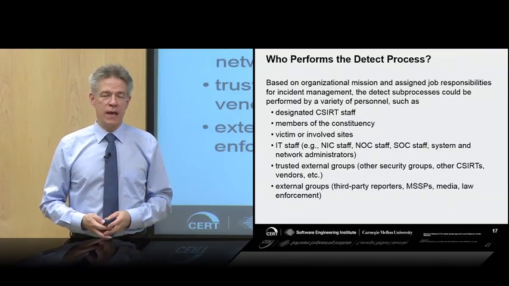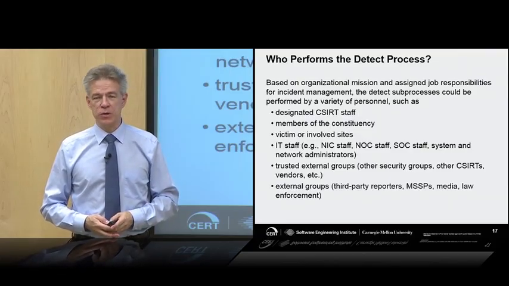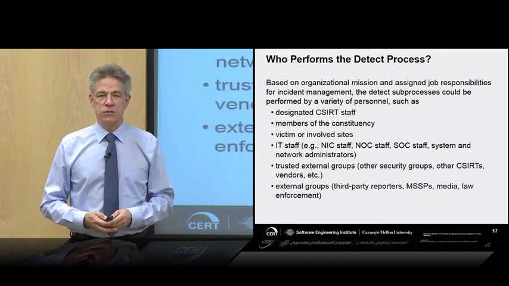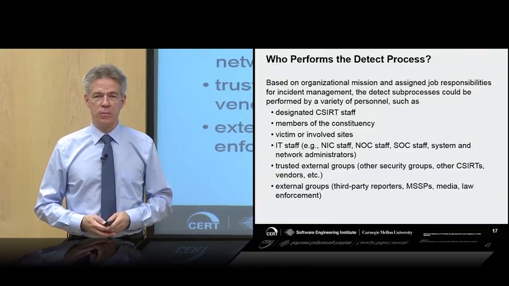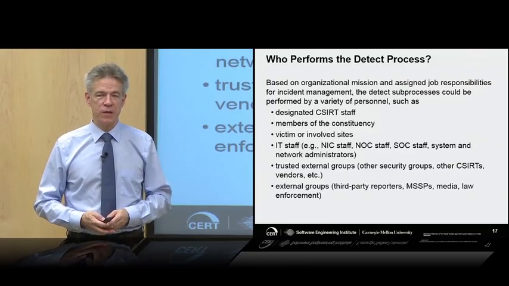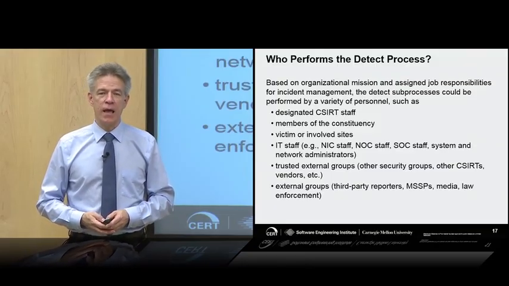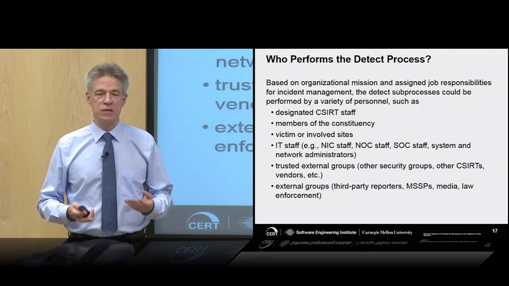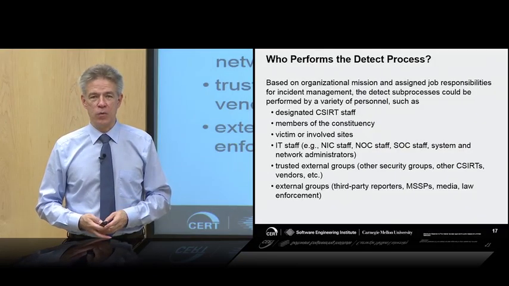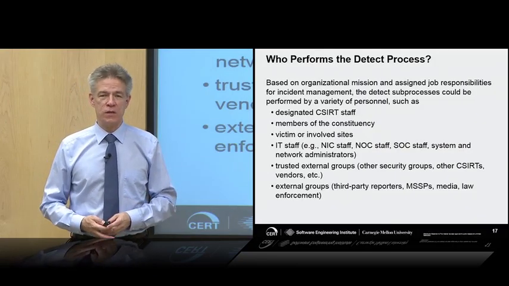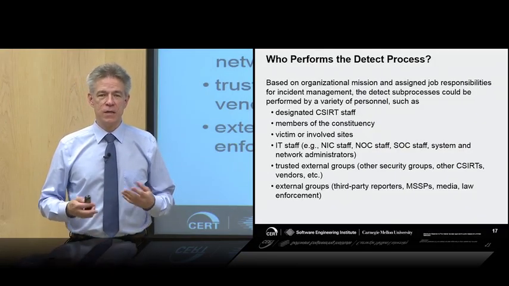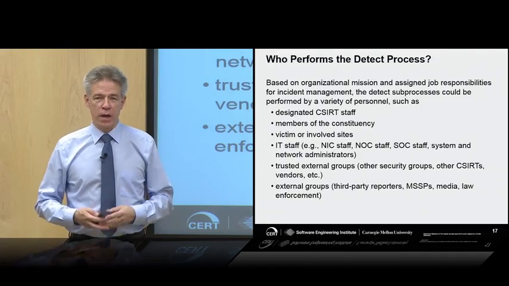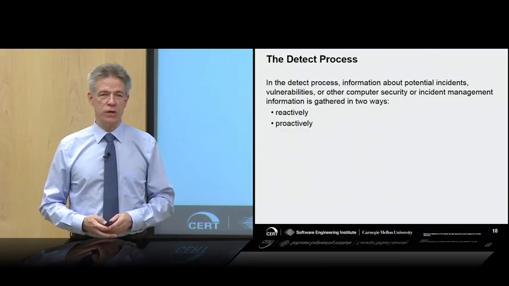You might also get other external reports from other computer security incident response teams, other security groups, or managed security service providers or other types of third parties. Perhaps even law enforcement might be investigating a cybercrime, and they may identify that one of your systems has been involved in that, perhaps even as a victim, and you may not be aware of that yet. So there's a variety of ways that might alert you to the fact that some type of incident activity is occurring, and then you can proceed with that information as appropriate.